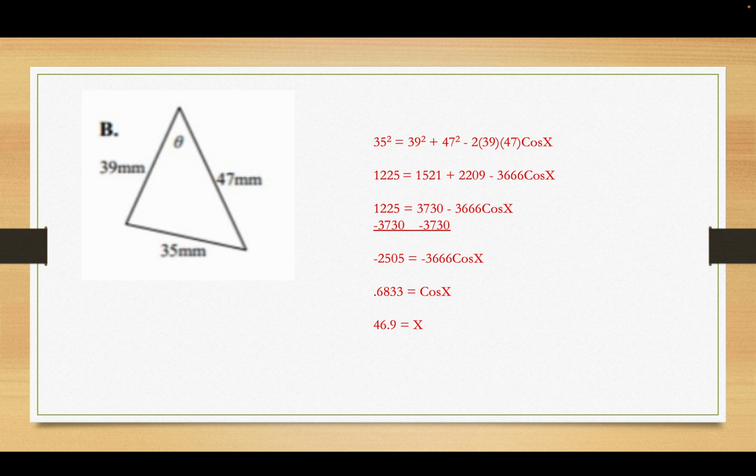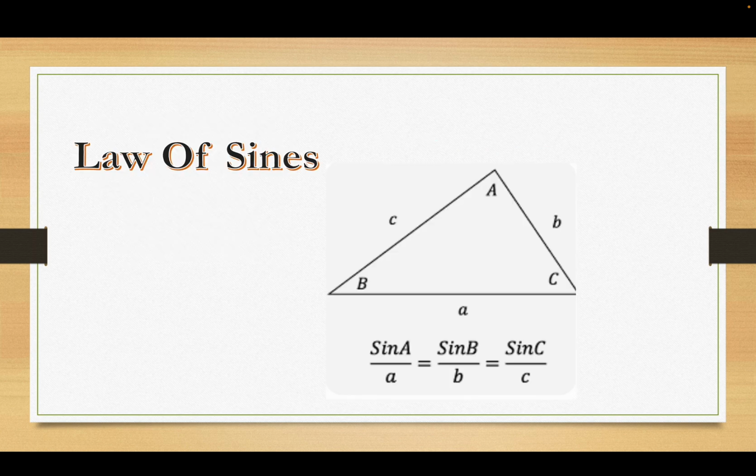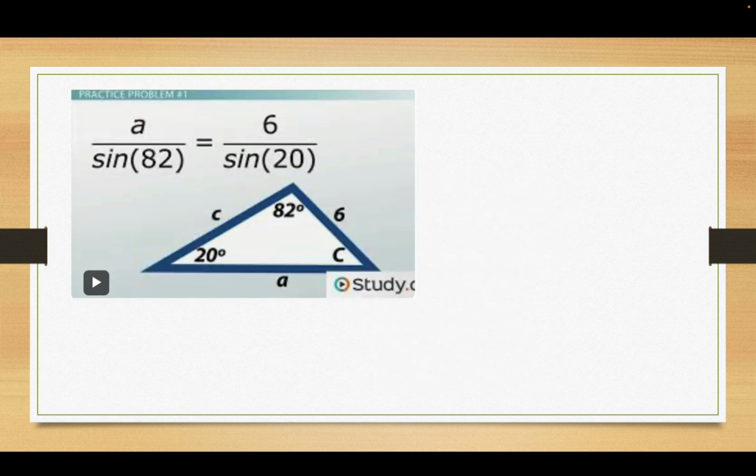Okay, so those are examples of the law of cosines. Now let's talk about the law of sines. And now you can see clearly what it says. Sine of A is to A, as the sine of B is to B, as the sine of C is to C. Now we're never going to use all 3 of those at the same time. We're going to pick which 2 work best based on the information in the problem. Show you what I mean.